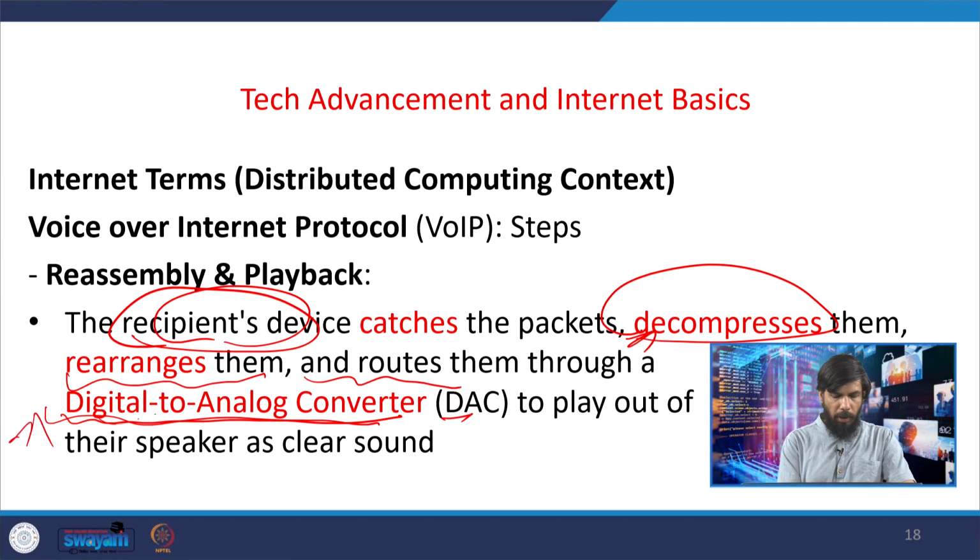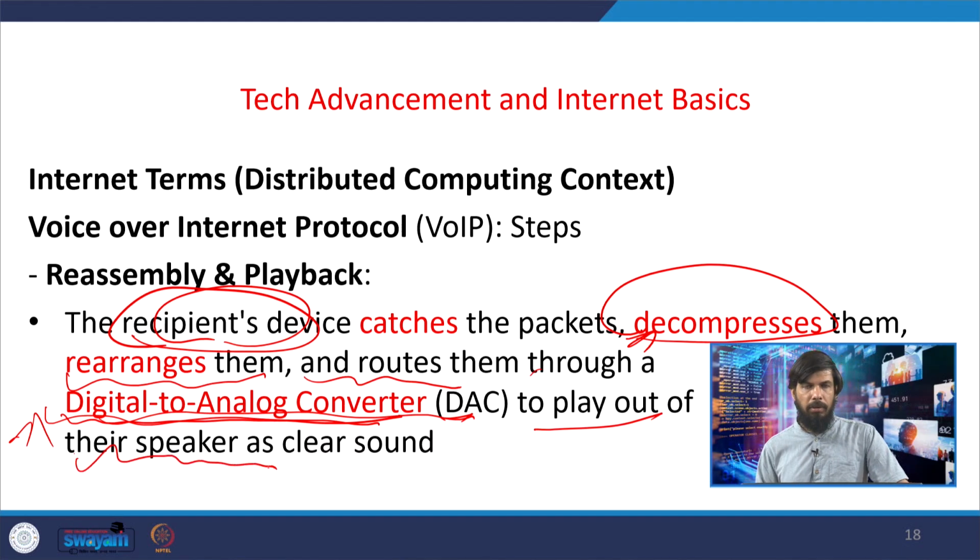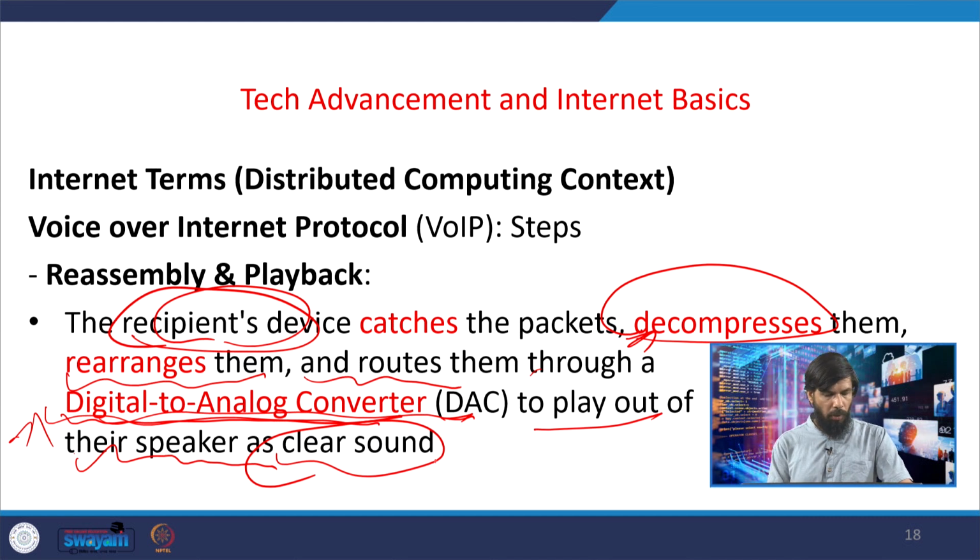So, the digital to analog converter will play its role, do the conversion from digital to analog, and play it out of the speaker of this device, smartphone or any other device, as clear sound. So, these are some of the steps that are followed in this process. With this we have completed some important protocols. Now, let us do a quick recap of what we discussed in this session.